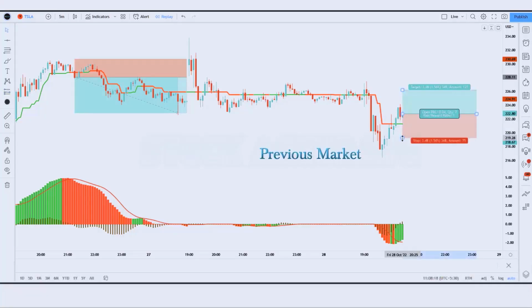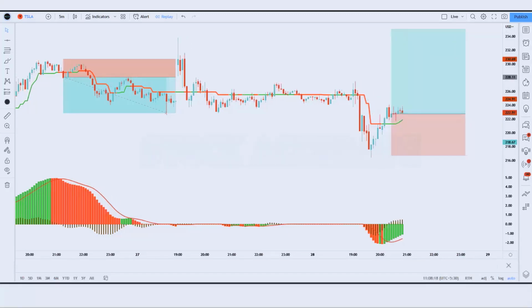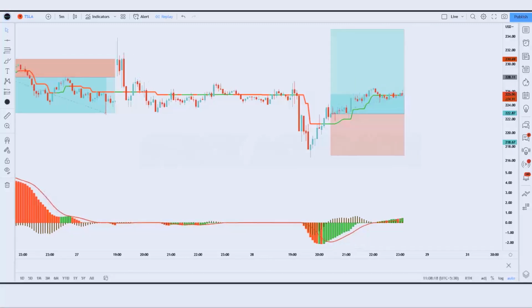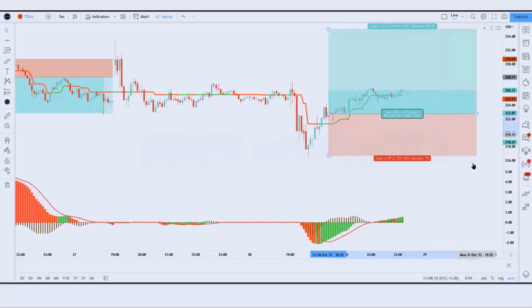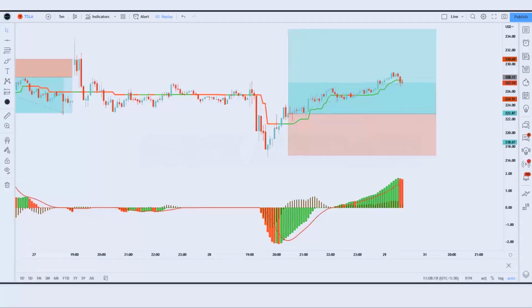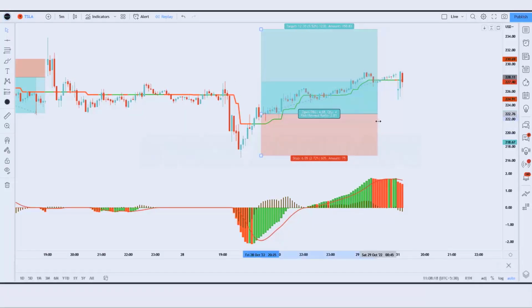Our stop loss will be placed at the low of the previous candle, and the risk to reward ratio will be 1:2. Let's see what happens to our trade. Our trade is running in profit. Here we are closing our trade because the market has given the next trade signal.